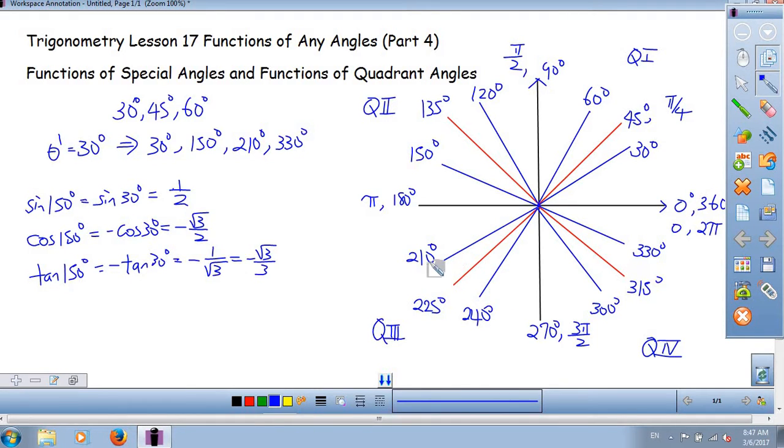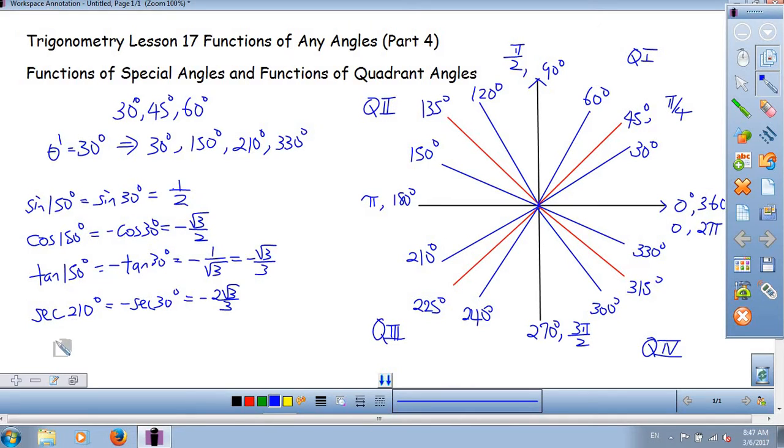And then we can definitely try one for 210. Let's do secant of 210 degrees. Now 210 degrees is in quadrant 3, so it is the opposite of secant of 30 degrees. Now secant of 30 degrees is 2 square root 3 over 3. So that's the opposite for 210.